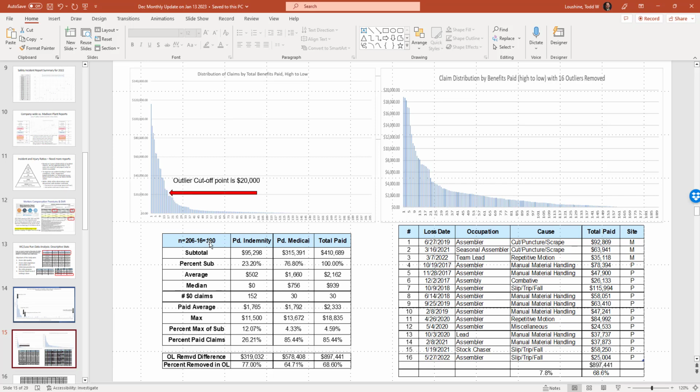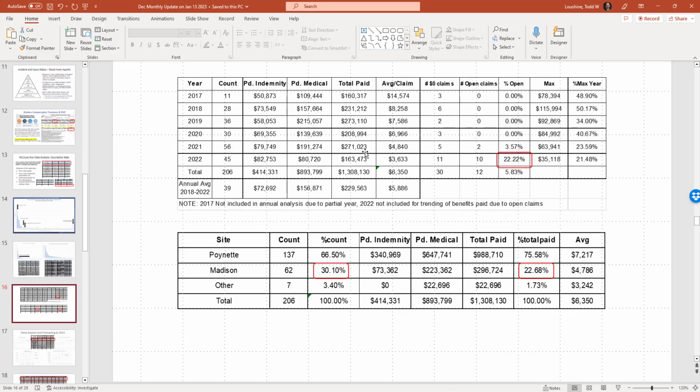So 206 minus 16 is 190. 190 totaled about 410,000. And you can see the difference. So we removed about 897,000. So I had told you before that 8 of them, so the top 8, represented almost half. The top 16, which is twice that much, represents about 68.6%.